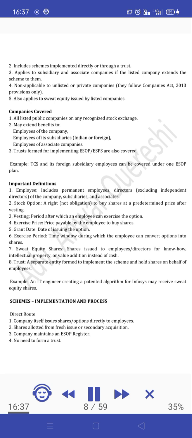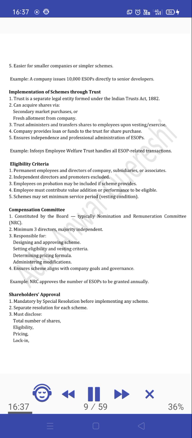Schemes. Implementation and process. Direct route. 1. Company itself issues shares or options directly to employees. 2. Shares allotted from fresh issue or secondary acquisition. 3. Company maintains an ASOP register. 4. No need to form a trust. 5. Easier for smaller companies or simpler schemes. Example: A company issues 10,000 ESOPs directly to senior developers.